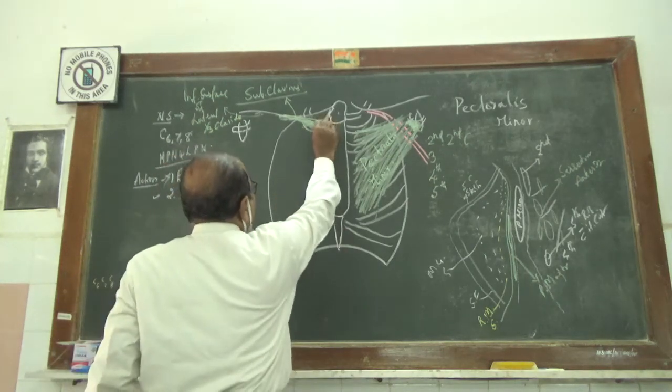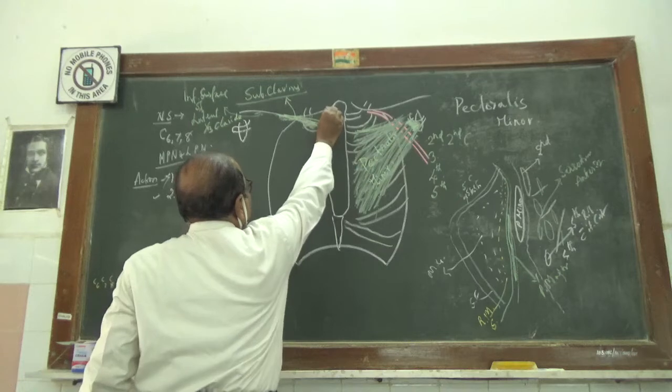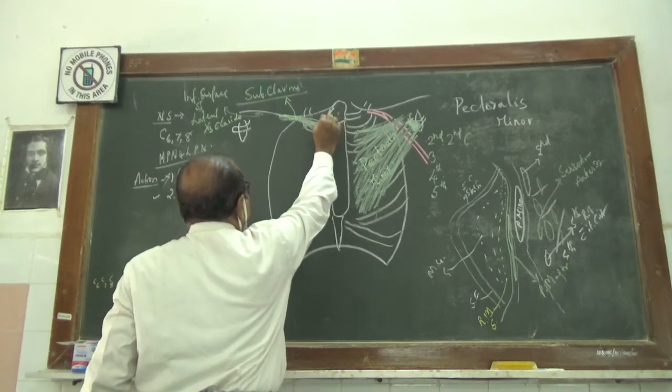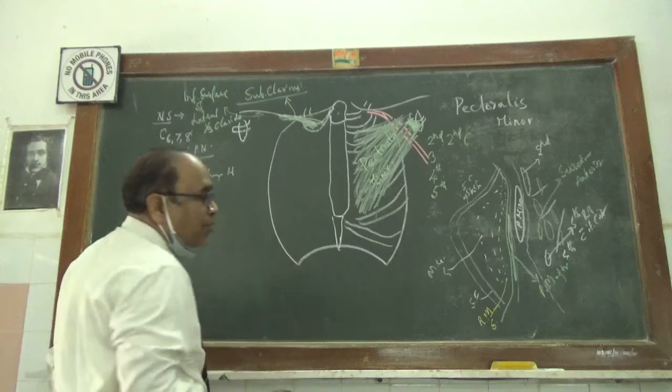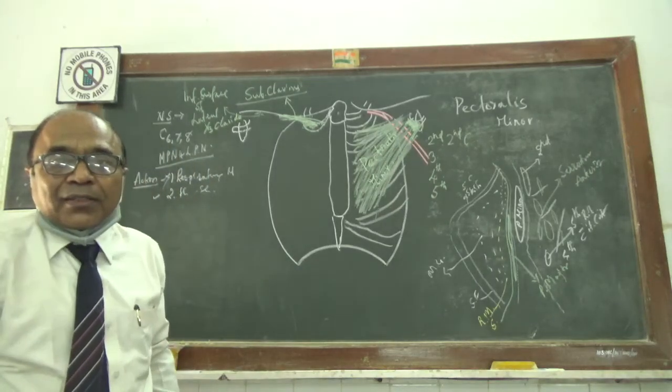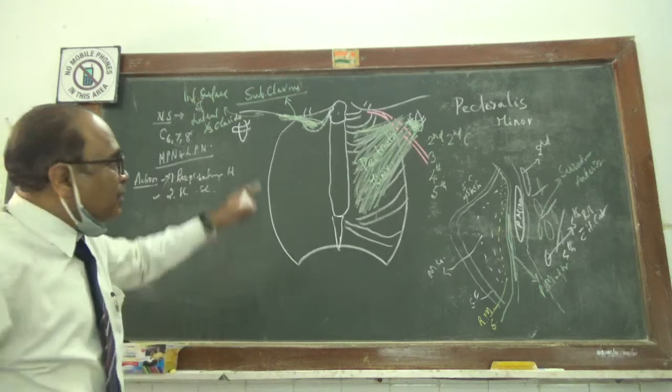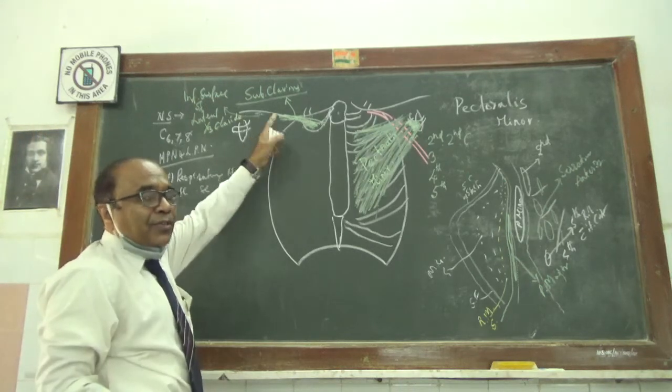Medially, it will be having the sternoclavicular and the sternocostal joints. Laterally, it will be having the under surface of the lateral one third of the clavicle, where that subclavian groove is there.